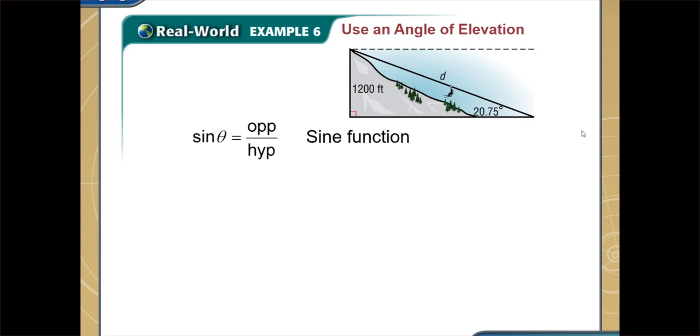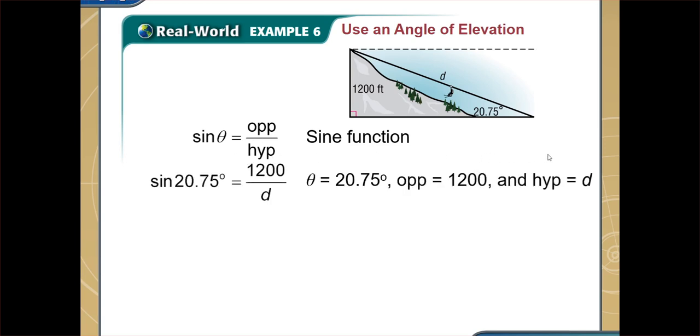When you use the sine function, sine of the reference angle theta is opposite over hypotenuse. Now we are going to substitute what we know. We substitute the reference angle theta for 20.75, we substitute the opposite 1,200, and for the hypotenuse we substitute d. Now we go ahead and solve for d.